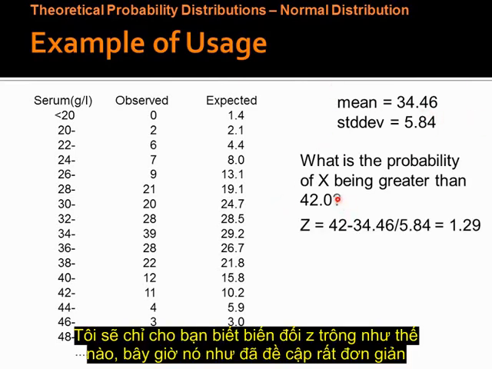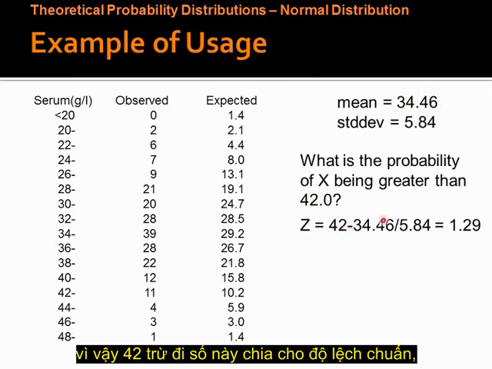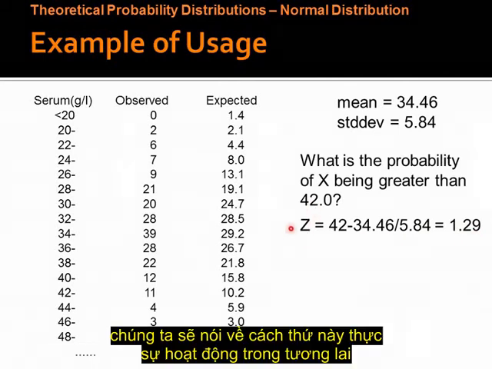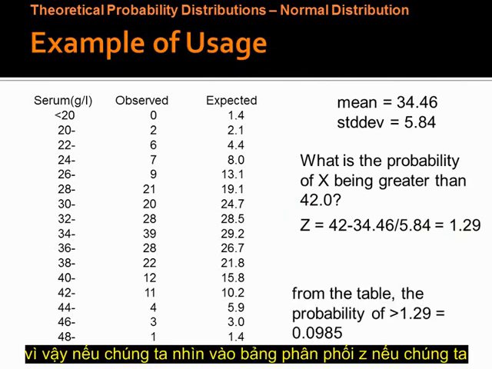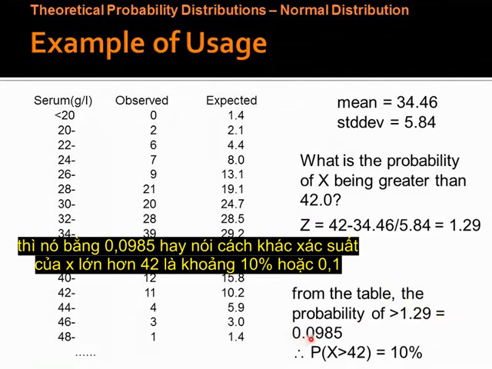I'll just show you what the z transform looks like for now. As mentioned, it's very simple. It's this range which you are targeting, this 42 value, minus your mean, right? So 42 minus this, divided by the standard deviation. That's it. That's all there is to it. And you get a z value of 1.29. We'll talk about how this actually works in the future, but for now, just bear with me. So if we look in the z distribution table, the area underneath the curve above 1.29 equals 0.0985. Or in other words, the probability of x greater than 42 is about 10%, or 0.1.